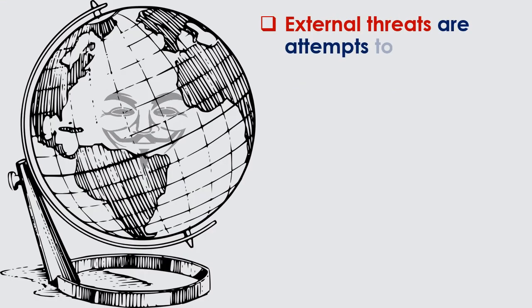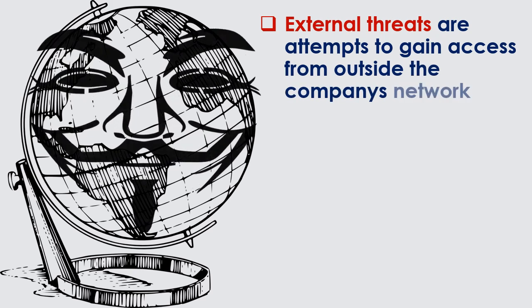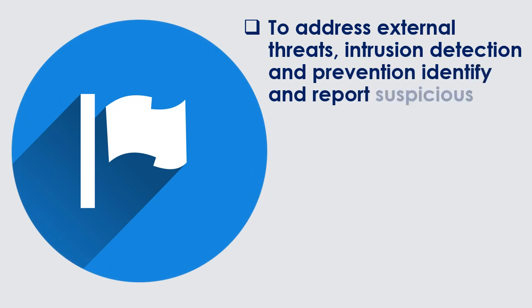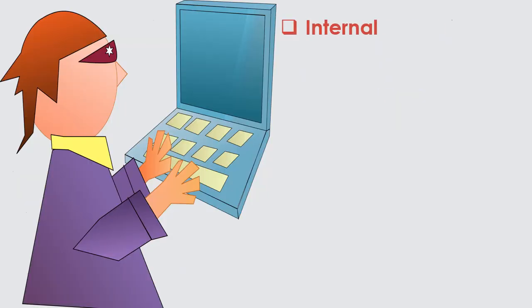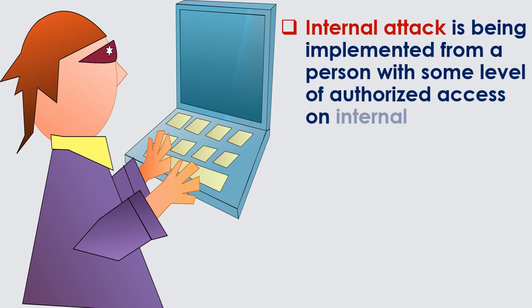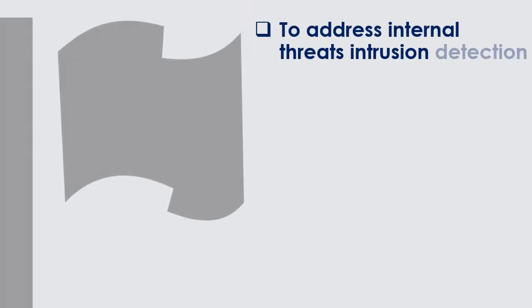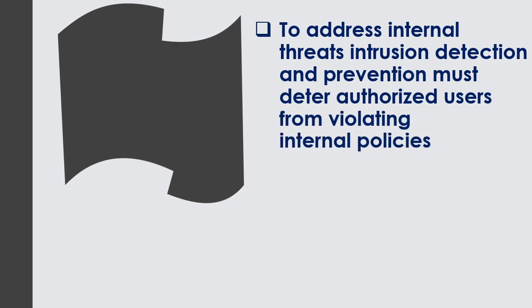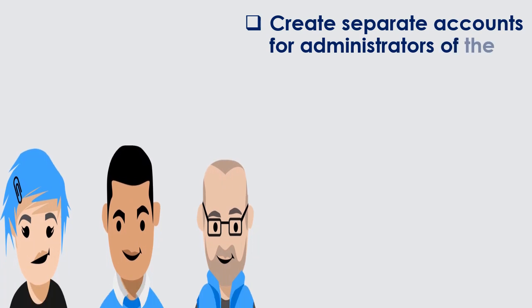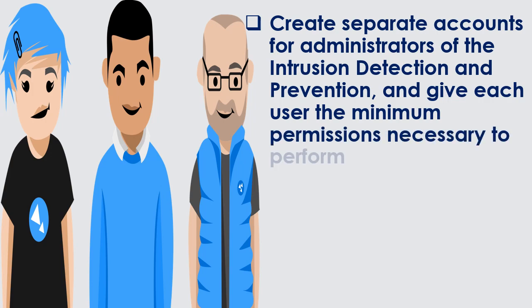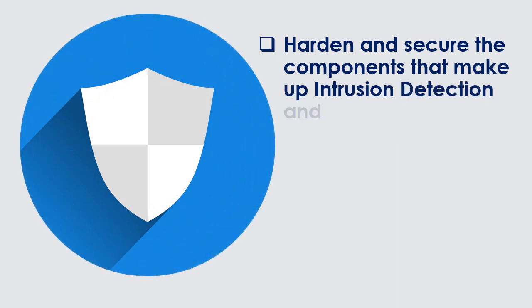External threats are attempts to gain access from outside the company's network. To address external threats, intrusion detection and prevention identify and report suspicious activity. To address internal threats, intrusion detection and prevention must deter authorized users from violating internal policies. Create separate accounts for administrators of the intrusion detection and prevention, and give each user the minimum permissions necessary to perform their duties. Harden and secure the components that make up intrusion detection and prevention.